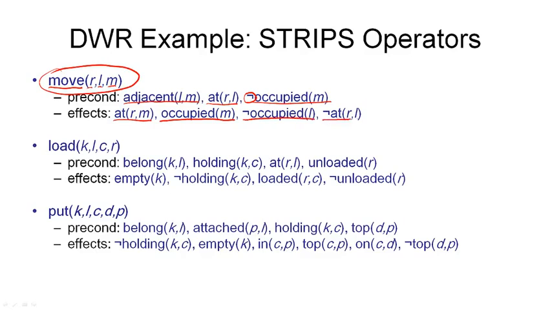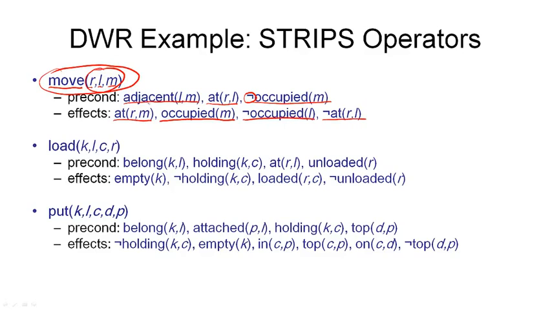And the robot is no longer at this location L that we've just moved away from. There are a few things that are quite common about this operator, but they are not part of the definition of a STRIPS operator. And those are: all the parameters are actually mentioned in the preconditions. R, L, and M, all of those are mentioned in these three conditions.